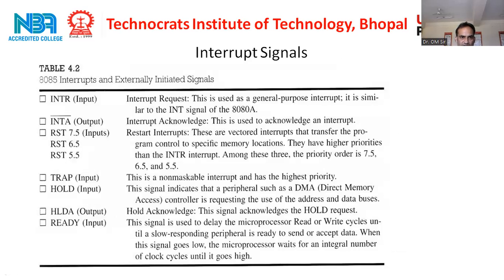These are the interrupts of the 8085. INTR, interrupt request input. This is used as a general purpose interrupt. It is similar to the INT signal of the 8080A. INTA bar, output. RST 7.5, 6.5, 5.5. These are the restart interrupts. TRAP, this is the non-maskable interrupt. HOLD, this signal indicates that a peripheral such as a DMA controller is requesting to use the address and data buses.